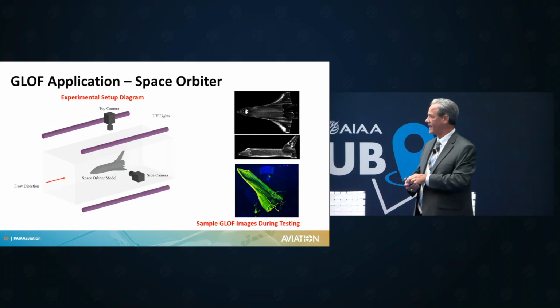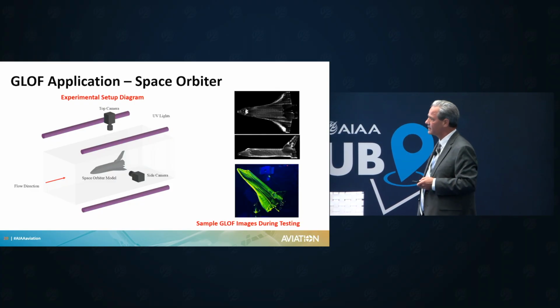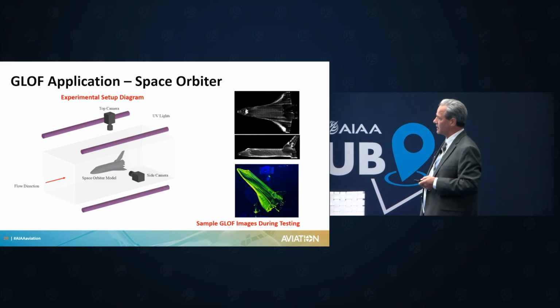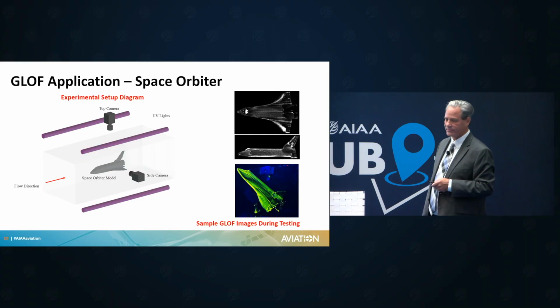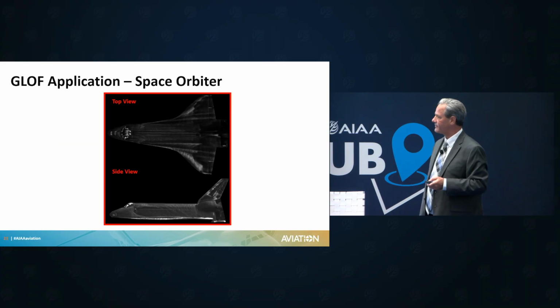So here's the GLOF application on the space orbiter that we have over there in our 3D printed wind tunnel. Again, it's a top camera excited by UV lights, side camera pointed to the space orbiter, and then the direction of flow. You can see some of the examples of the GLOF images. Here's a top view, a GIF image.